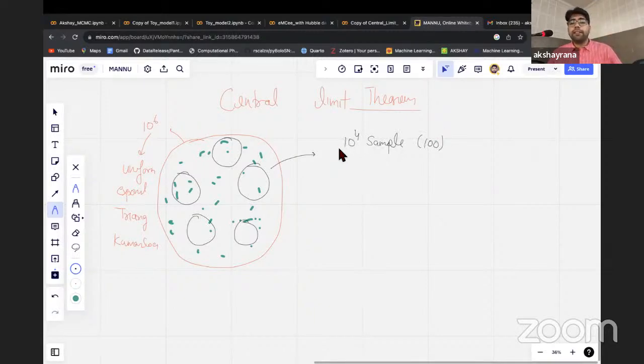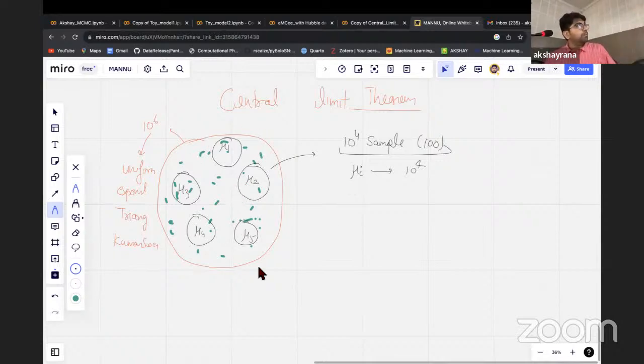Given this, corresponding to each and every sample, I'll calculate the corresponding mean. If I have 100 points, I can find out their mean. That's simple. So I call them mu1, mu2, mu3, mu4, mu5, and so on. How many mu's will I have? 10 to the power 4. Am I okay with this?